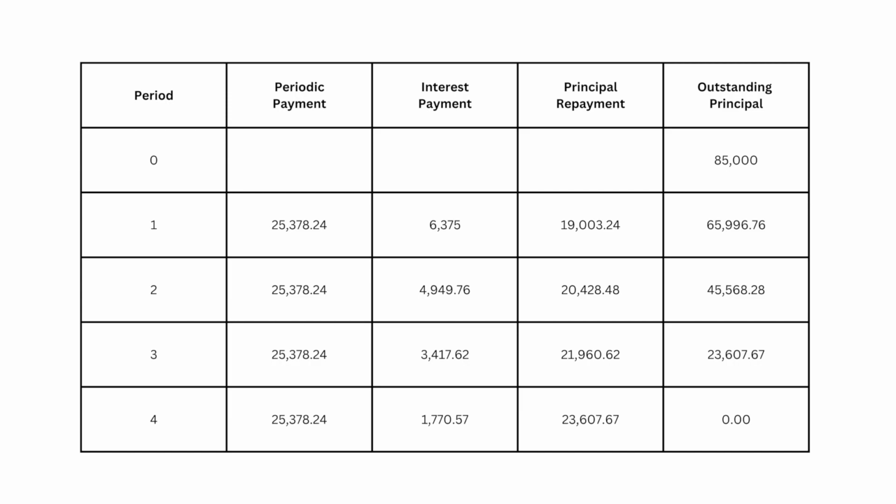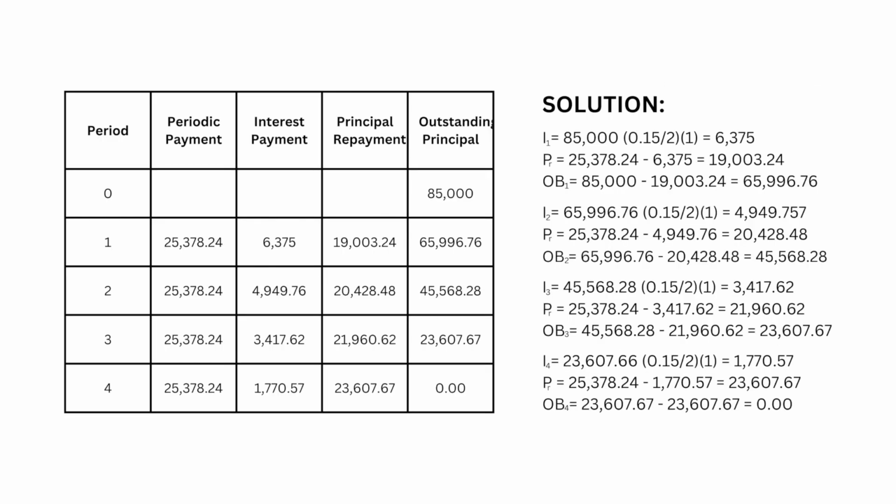As you can see, the table is already filled up with digits. It has 4 periods because N is equal to negative 2 times 2, which equals negative 4. That's why we have 4 rows, which represent the 4 periods to pay the outstanding principal. Now I'm going to show you how we got them. First is to put the periodic payment in all of the columns.